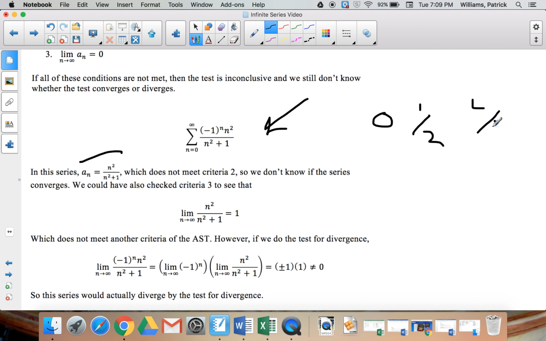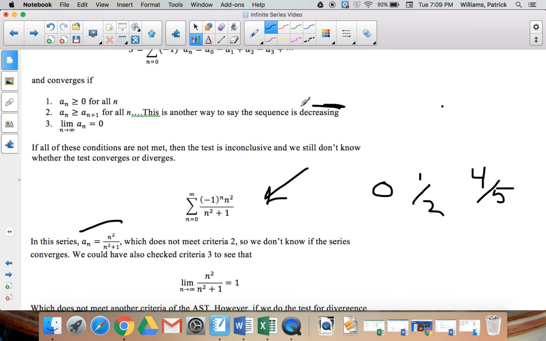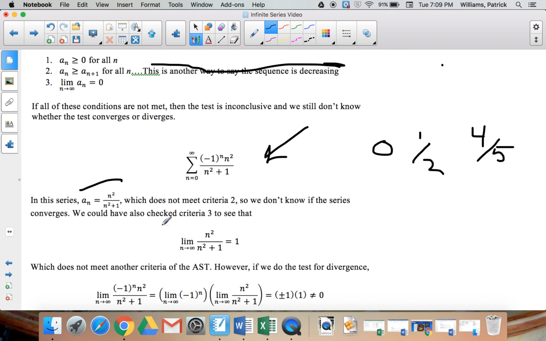So as you can see, 1/2 is greater than 0 and 4/5 is greater than 1/2. So this one violates the second condition in the alternating series test because it's not decreasing. But it turns out if we actually went to evaluate the limit of a sub n, we would also get that it's equal to 1. So that violates condition number 3 of the test. So 2 of the conditions in the alternating series test were violated. So remember, the alternating series test does not tell us whether something converges or diverges if it's inconclusive. It's just inconclusive and we'd have to do more to it.